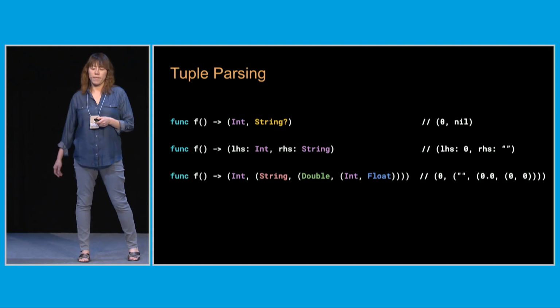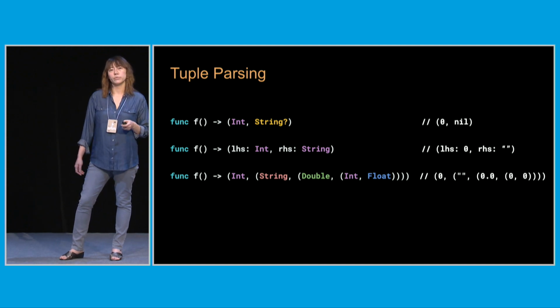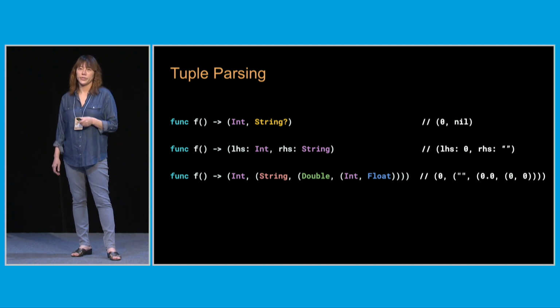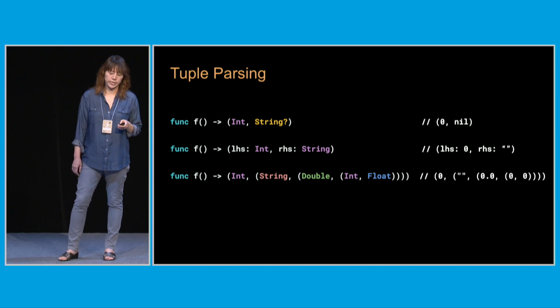We provide default values for tuples as well, but this creates challenges of its own. The first two examples on this slide are pretty straightforward. But the last one contains nested tuples, and we need to make sure we parse them correctly so we can provide a default value for each component.